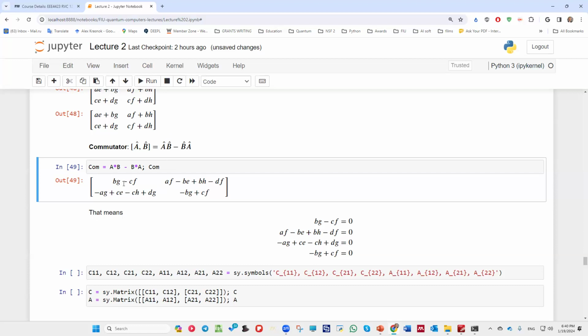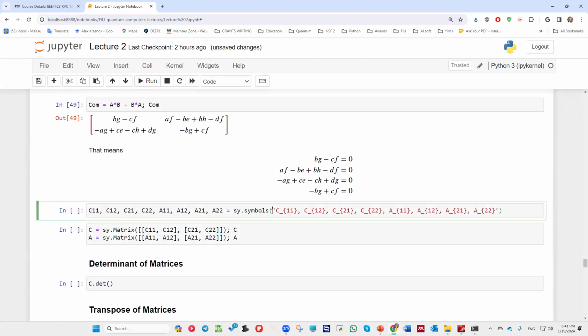However, this is for the commutator, right? So this is already the difference. However, if these elements are equal to 0, then the two matrices will commute. Then the commutator will be 0. And this means that if the matrices satisfy these 4 requirements, there are actually 2 requirements here, but in general, yes, if the matrices satisfy these requirements, the matrices will commute. Otherwise, they don't.